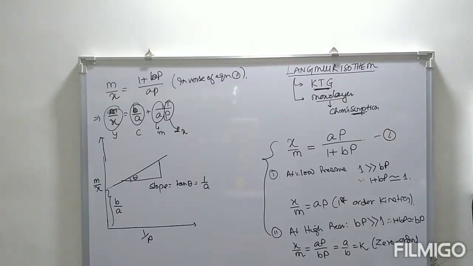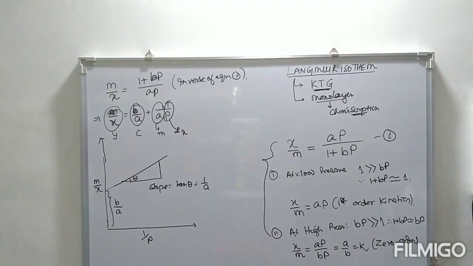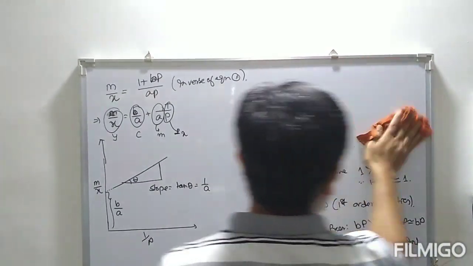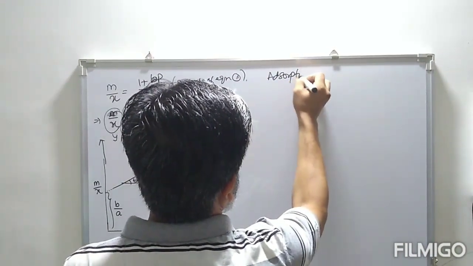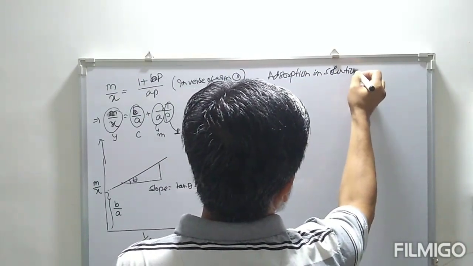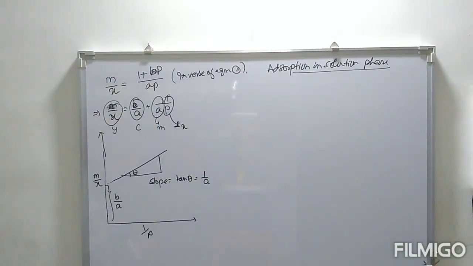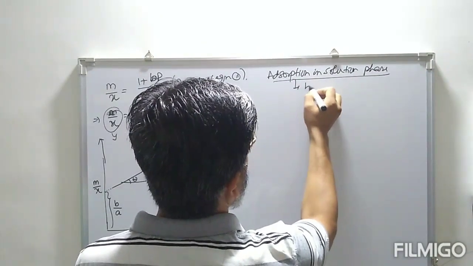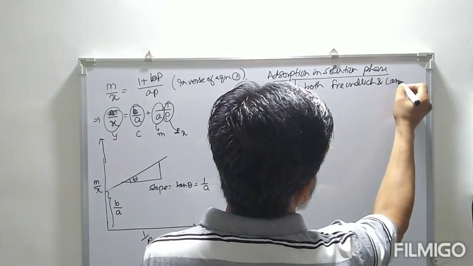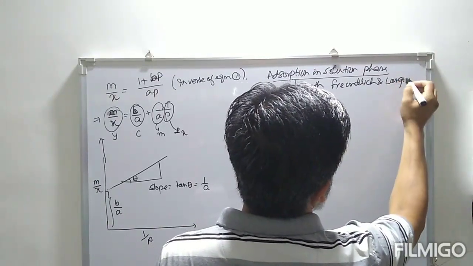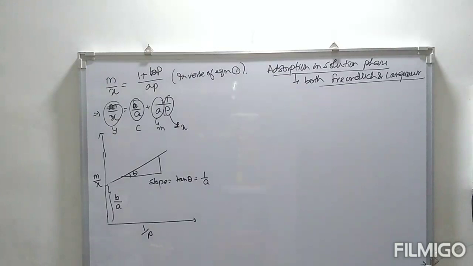Now there are certain cases of adsorption of solute from solution phase. So adsorption in solution phase. For this adsorption of solute from solution, both Freundlich and Langmuir are applicable. So both Freundlich and Langmuir isotherms are applicable for adsorption of solute from solution phase.